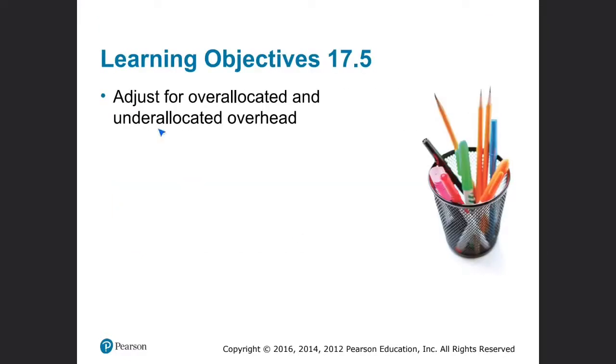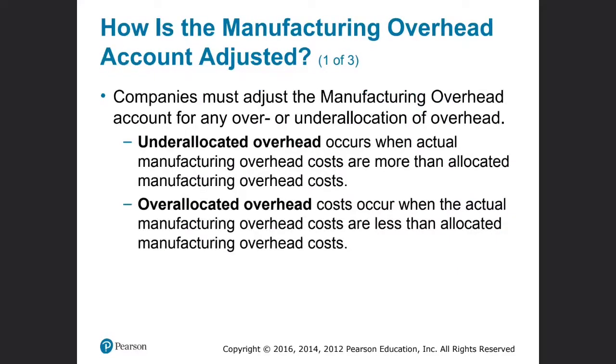All right, so now we're going to adjust for over allocated and under allocated overhead. So we've either over allocated or under allocated. So now we have to fix that. We are at the end of the period and we know what the actual is. So now we just have to true everything up. Companies must adjust the manufacturing overhead account for any over or under allocation of overhead.